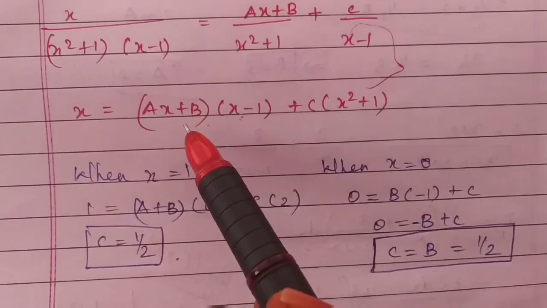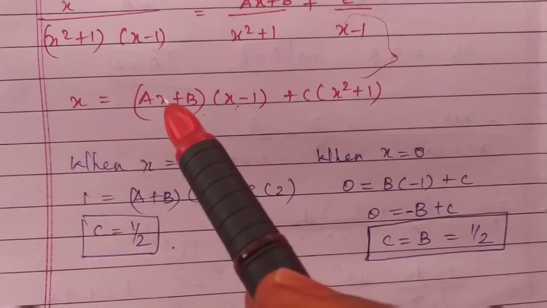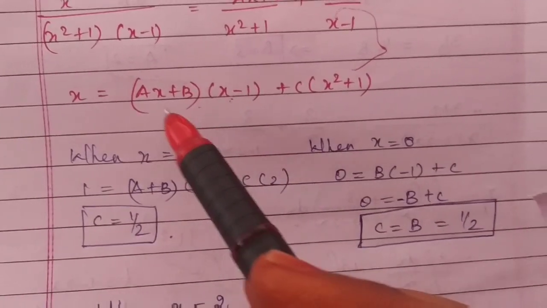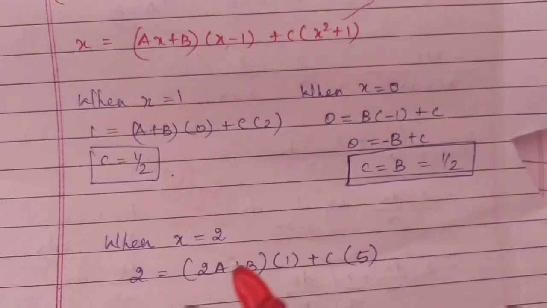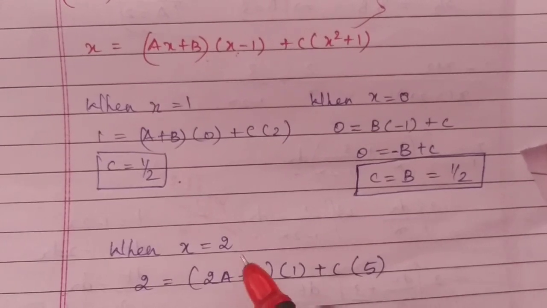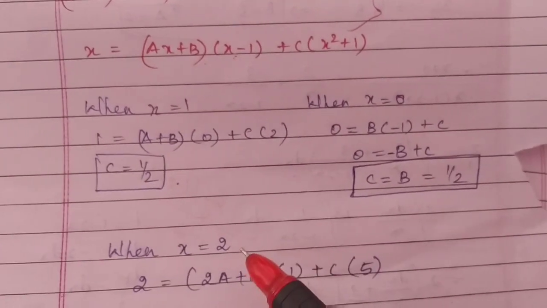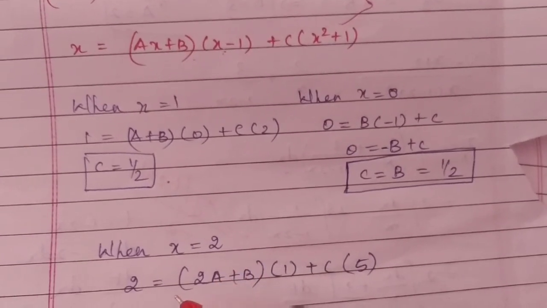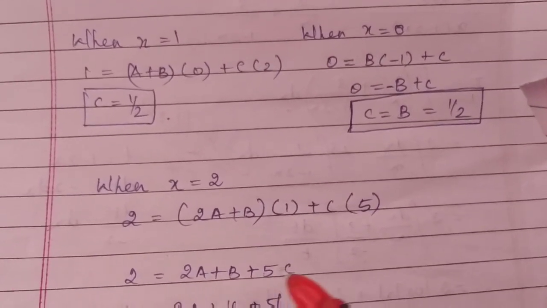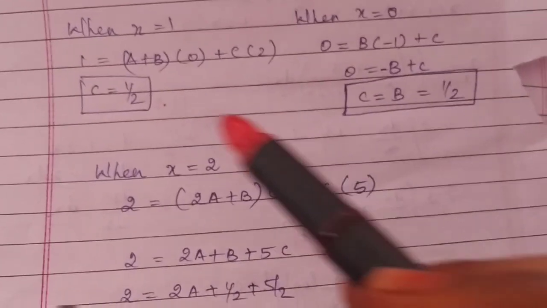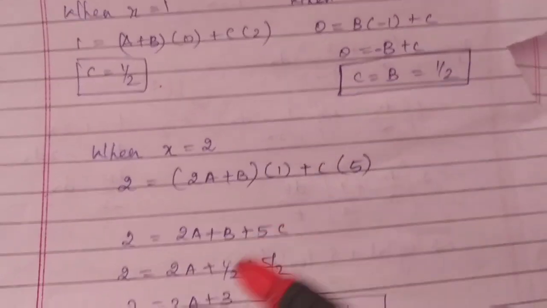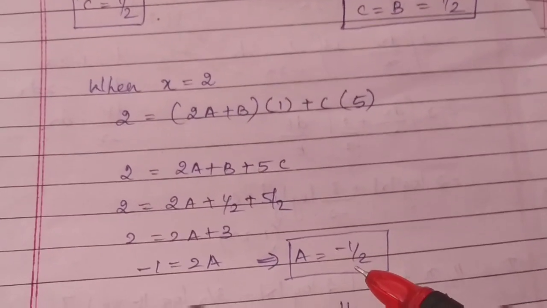For the next one, you can substitute either minus 1 or 2 and you will get an equation in terms of a, b and c. I have substituted x is equal to 2, since if you take the negative sign, you may make mistakes, so I am taking a positive value. When x is equal to 2, you get an equation in a, b, c. After that, substitute the values of b and c and find the value of a.